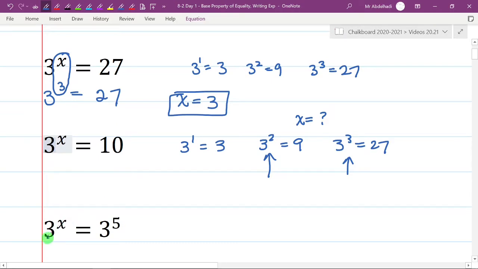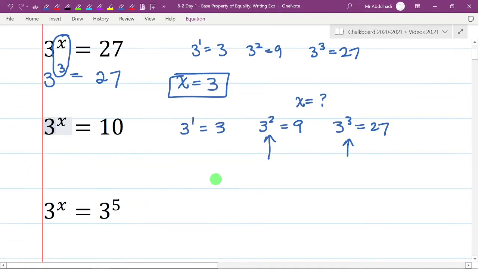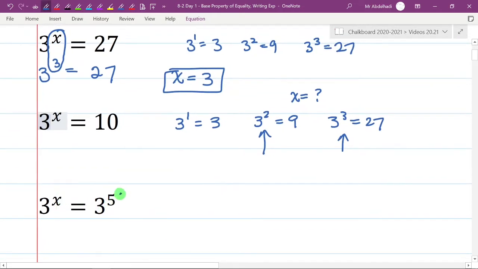But what if you have something like this? If you have a situation where you have 3 to the x equals 3 to the fifth power, the bases are the same. And something called the base property of equality says that if you have two numbers that are the same base, their powers must be equal if they're set up like this in an equation. So essentially, this means that if 3 to the something equals 3 to the something, those somethings must be the same thing. So effectively what you're doing is you're ignoring the bases here and you're getting x equals 5.